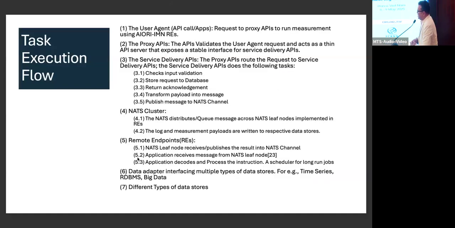This is the task execution flow. I think the presentation will be shared, so I am not going through it because of the paucity of time. It shows how we are managing the task execution flow inside the architecture. May I have the next slide?